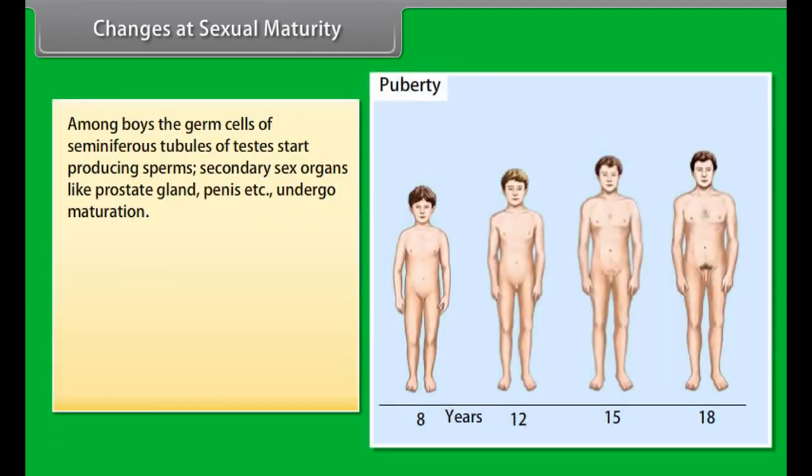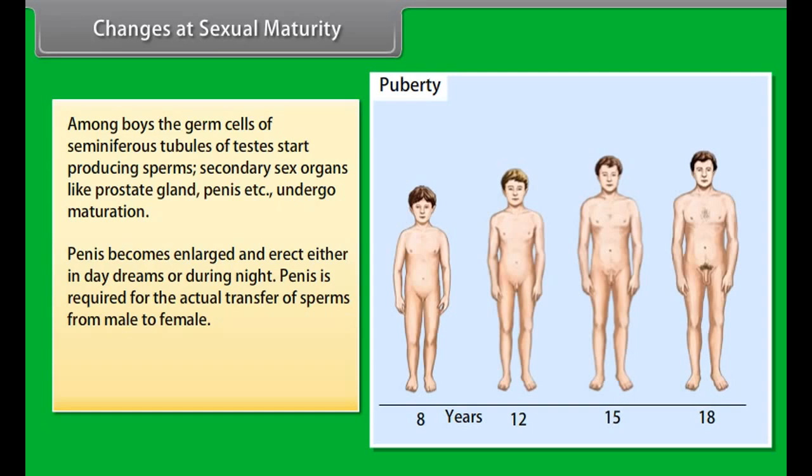Among boys, the germ cells of seminiferous tubules of testes start producing sperms. Secondary sex organs like prostate gland, penis, etc. undergo maturation. Penis becomes enlarged and erect either in daydreams or during night. Penis is required for the actual transfer of sperms from male to female. And there is broadening of shoulders, deepening of voice, increase in height, etc.